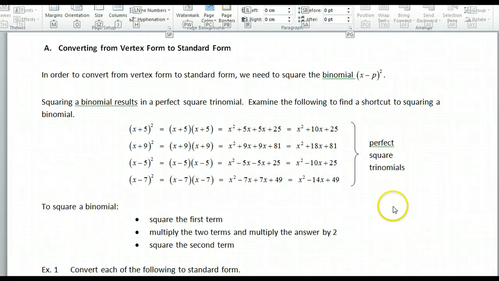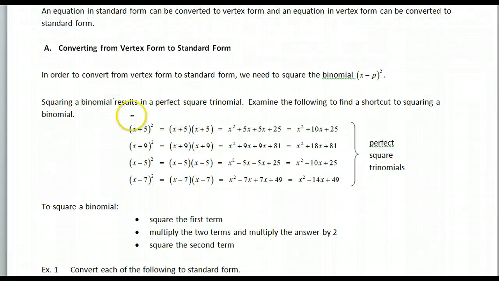Okay, so let's take a look. First, there's some stuff for you to read through here, and we can just take a quick look at this, and we'll see that we're squaring a binomial. We could do that using FOIL. Remember FOIL: x times x gives us x squared, that's the first. X times 5 gives us 5x, that's the outer. 5 times x gives us 5x, that's the inner. And 5 times 5 gives us 25, that's the last.